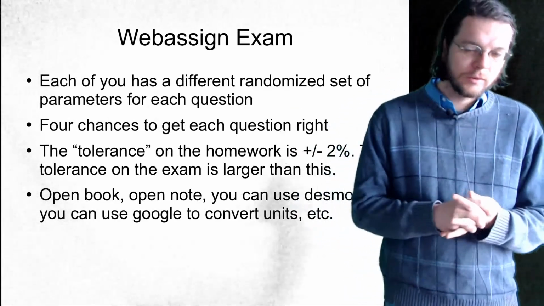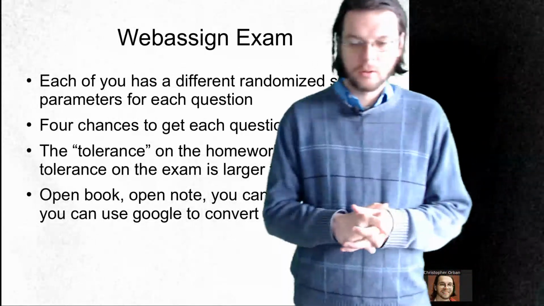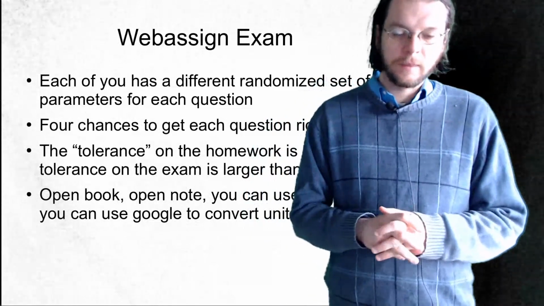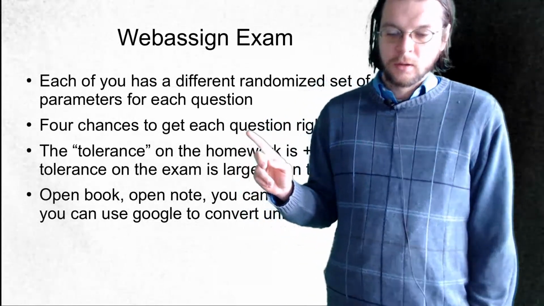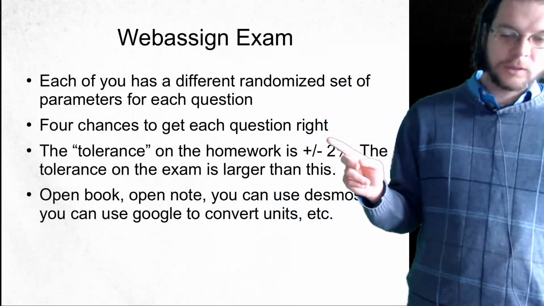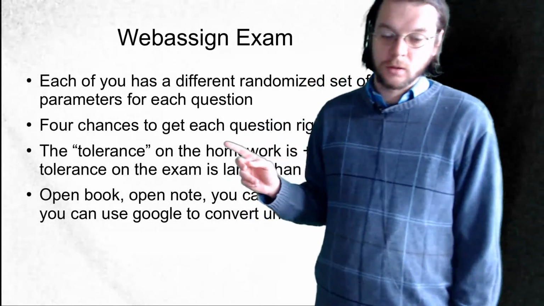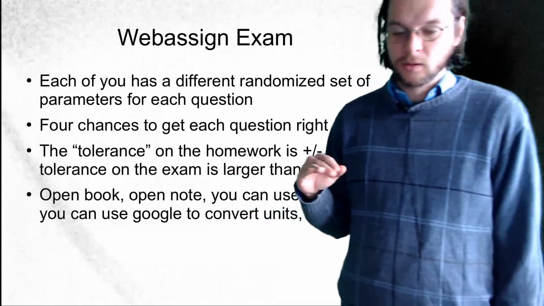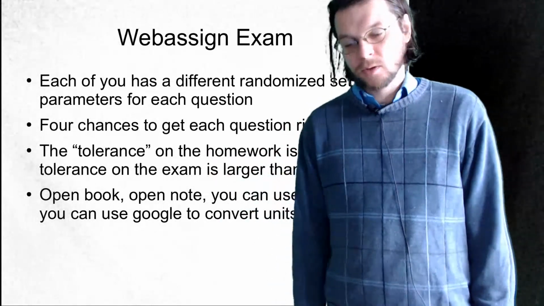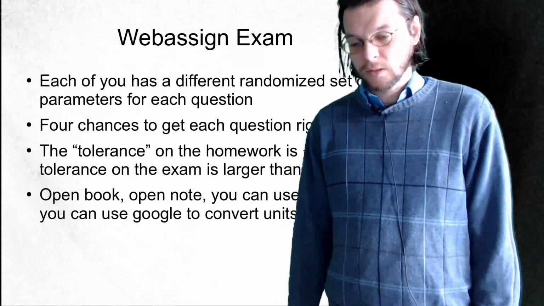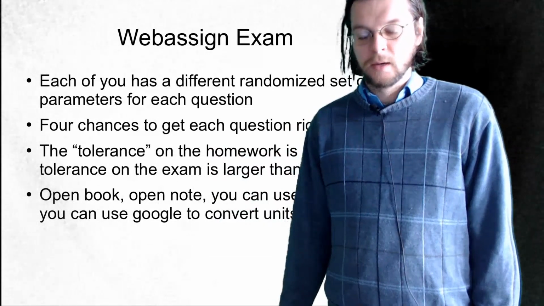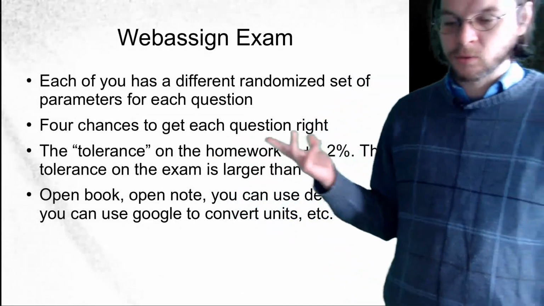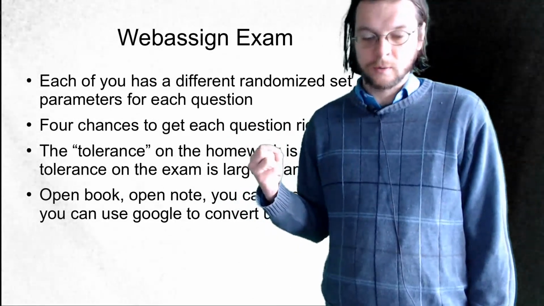Each question has a different randomized set of parameters so that no 2 people have the same exam, basically. And on a normal midterm, you would only have 1 chance to get things right, so to speak. On the homeworks, you would get 10 chances, and so I feel like giving you 4 chances to get each question right seems reasonable to me. So if you put something in and you screw up the units, you've got 3 more chances to sort that out.